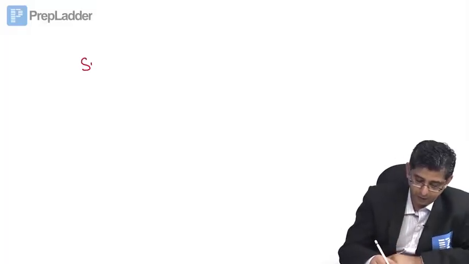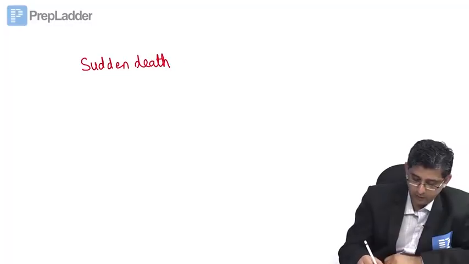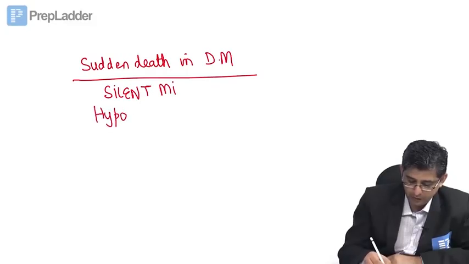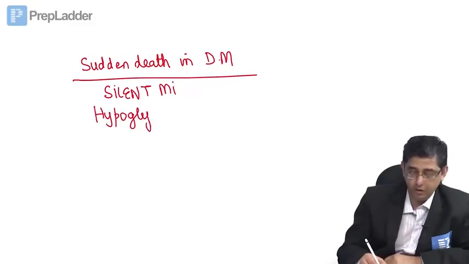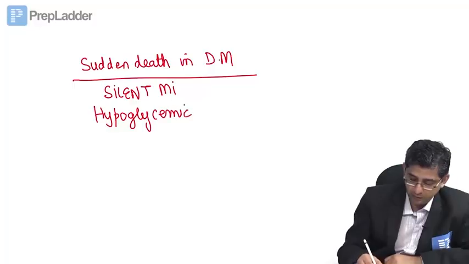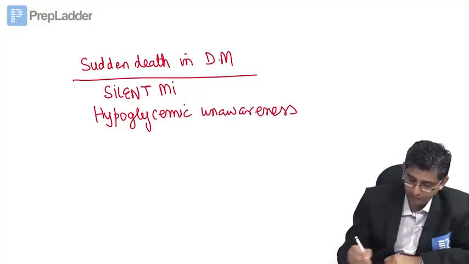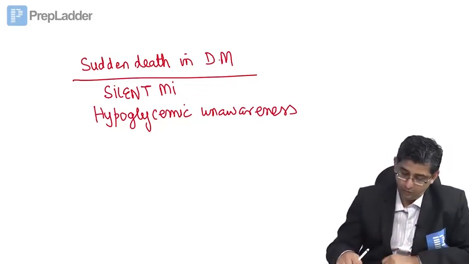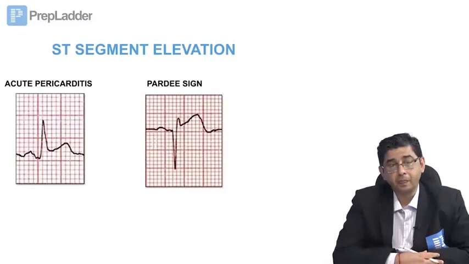Remember, sudden death in a diabetic patient is always to be thought of with silent myocardial infarction. If silent MI is not in the choices, then the second most important cause for sudden death in a diabetic patient should be remembered as hypoglycemic unawareness. Moving on to the next question.